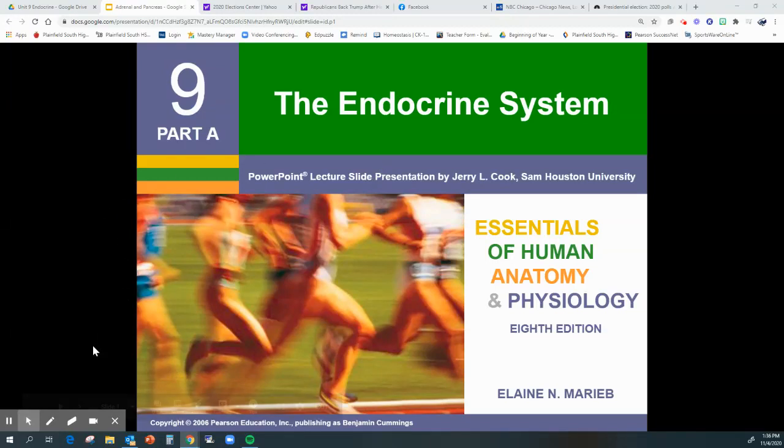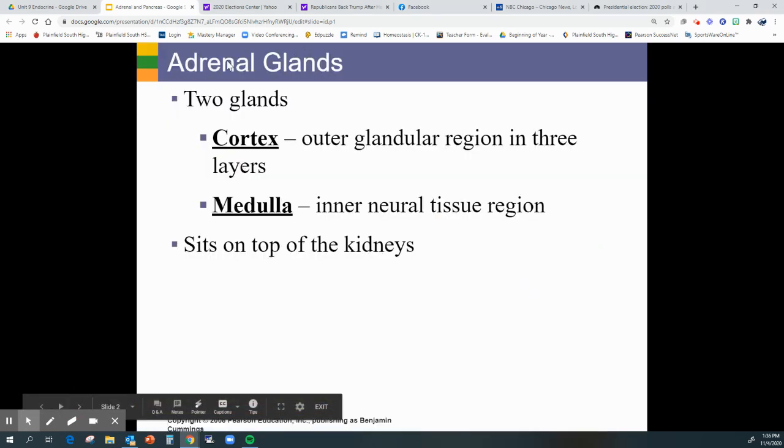All right, so for this lecture, we're going to take a look at the adrenal glands as well as the pancreas. We're just going to look at the gland and the hormones they produce for this section. So we'll start with the adrenal glands. There are two actual glands within the adrenals themselves. The adrenal glands are these little organs that actually sit on top of both of the kidneys. So they're a paired set of glands.